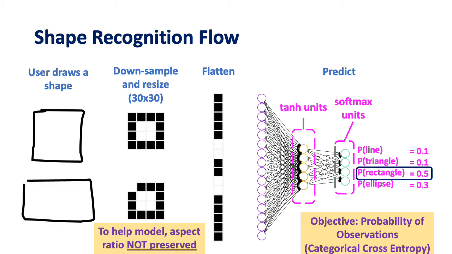It is important to note that when we do the downsample and resize operation, we do a little bit of normalization. For example, if the user draws an actual rectangle, the resize operation will put that into a 30 by 30 image without preserving the aspect ratio. So the image would still look like a square. And the reason is we really only want to know what shape it is. We don't really care about the aspect ratio. We can recover the aspect ratio by recovering the bounds that the user has drawn, as we will see in the app.